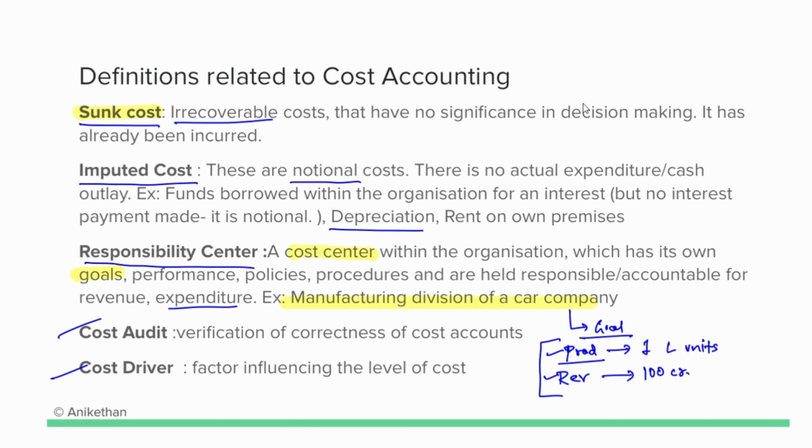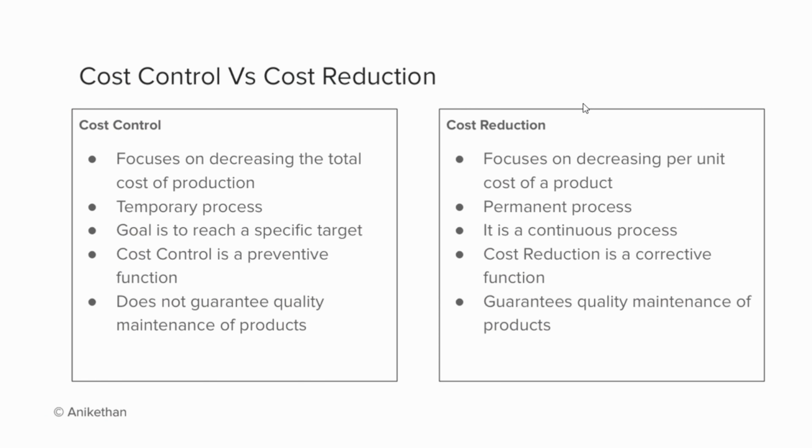Audit and cost driver, we've already seen. So now let us understand the difference between cost control and reduction. As I already told, reduction is a permanent and control is a temporary measure. What does control work on? Total cost. And what does reduction work on? Decreasing per unit cost. This is the major difference.